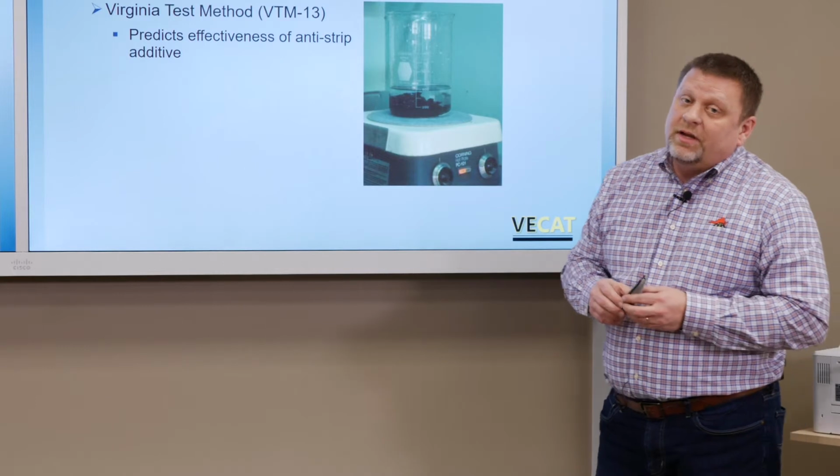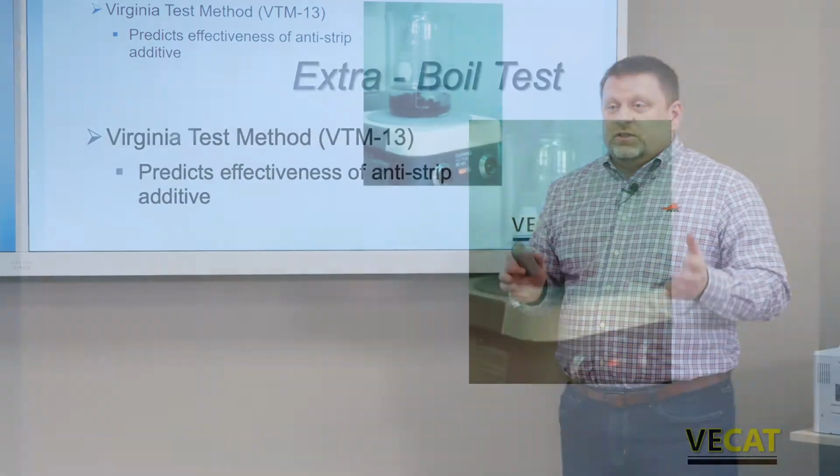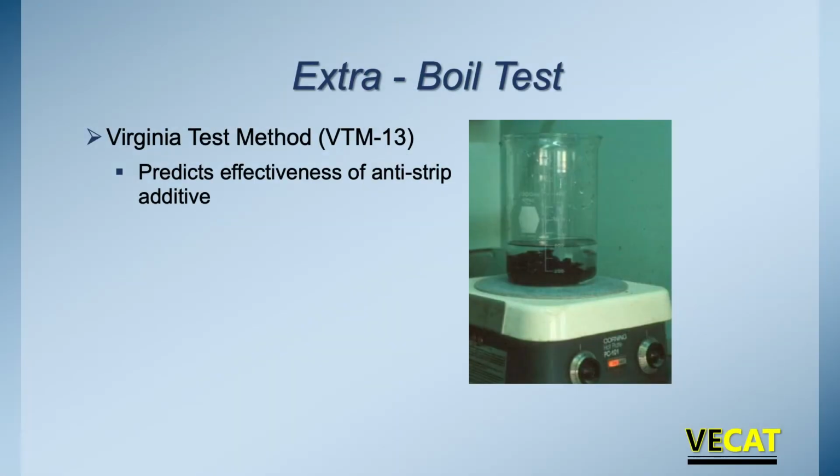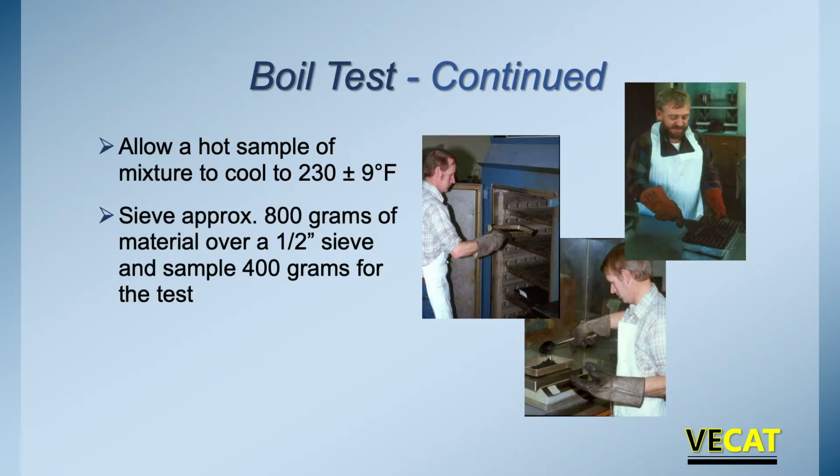It was very common during Marshalls before we went to Super Pave. What I would do is when I took my mix, sampled my mix for my TSR, I'd pull out enough mix to run the boil test. Boil test can be used to predict the effectiveness of an antistrip additive. You want to allow your hot sample to cool to 230 degrees.